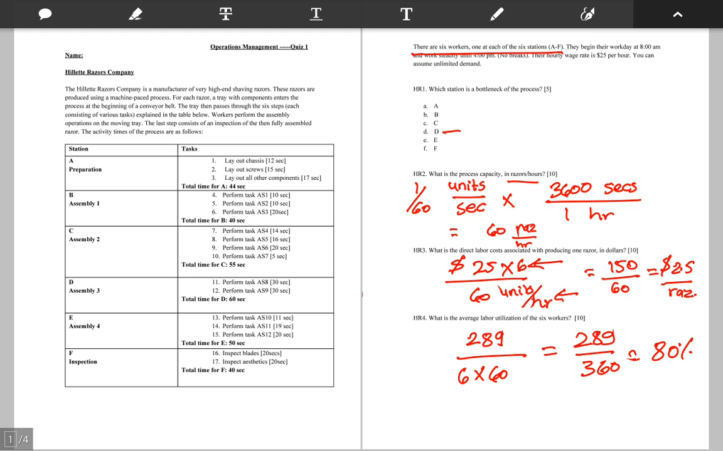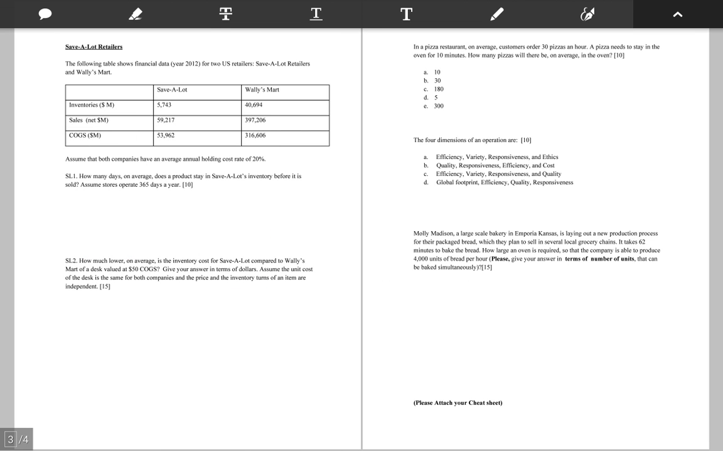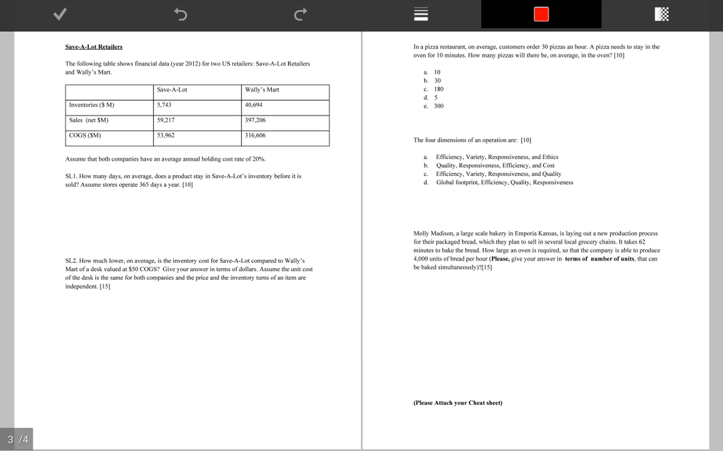All right, let's get to the next part of the quiz. Let's change the color here. Let's work with blue now. The question says, how many days on average does a product stay in Save-A-Lot's inventory?